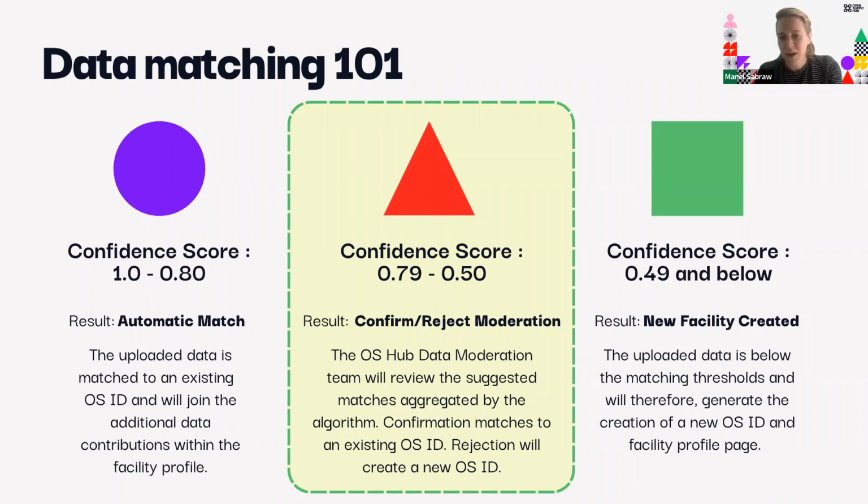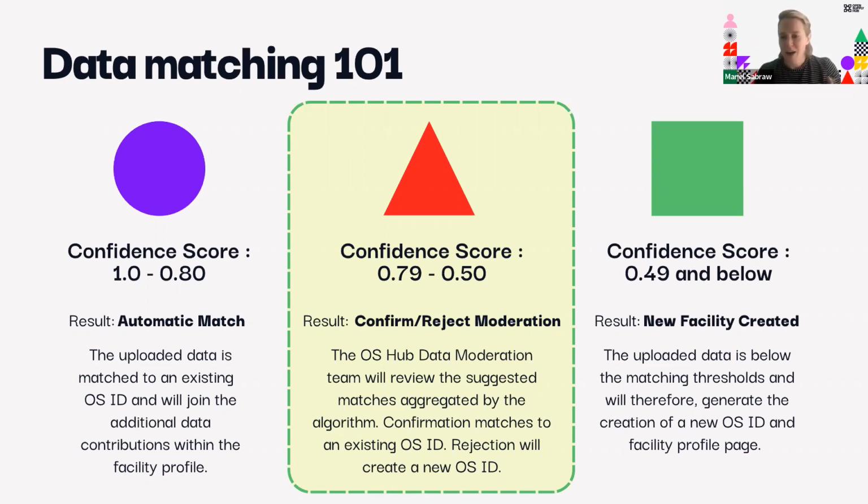The green square on the right is where the system is really certain that there is no match with an existing facility on the platform. So it sees incoming facility data and reads everything that's already in the database, and it says, nope, I'm not confident that there's any match in the system. So it assigns a confidence score of 0.49 or below.